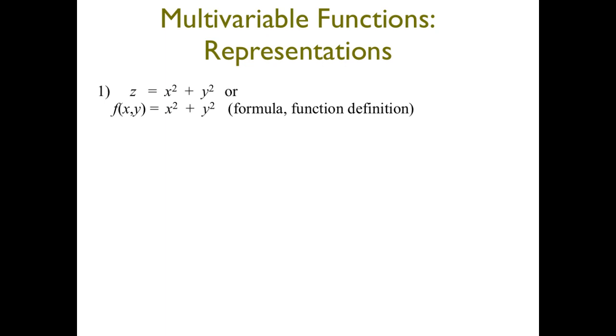So this is the first type of representation. It's like a formula or a function definition as a representation of a multivariable function. And so your formula now will have two variables in it, or it can have just one, right? So f of x,y equals square root of y. Is that a multivariable function? Yes, yes. What about this? Is that a multivariable function?